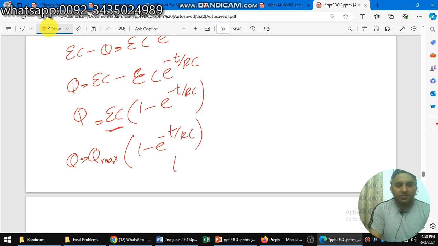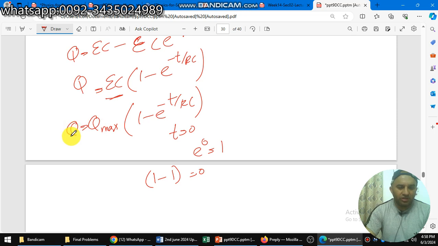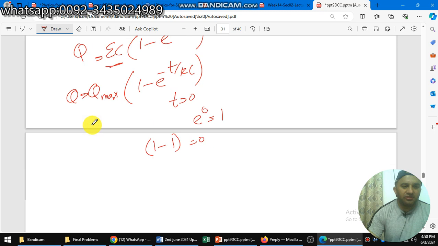So if time is 0, E power 0 becomes 1, so the term 1 minus 1 becomes 0. Initially, when time is 0, the charge Q is also 0. When T is infinity, Q is maximum. So this is the charge.